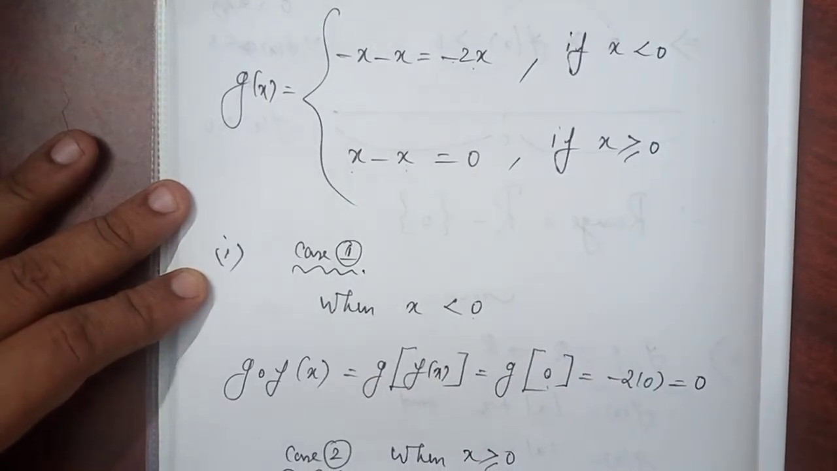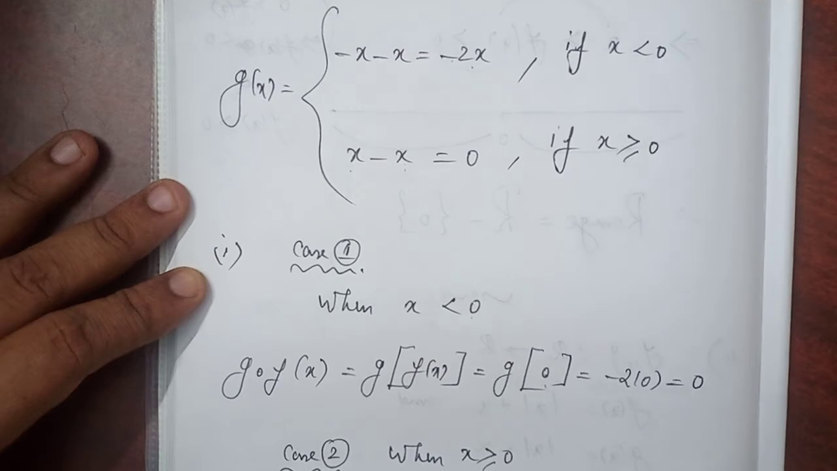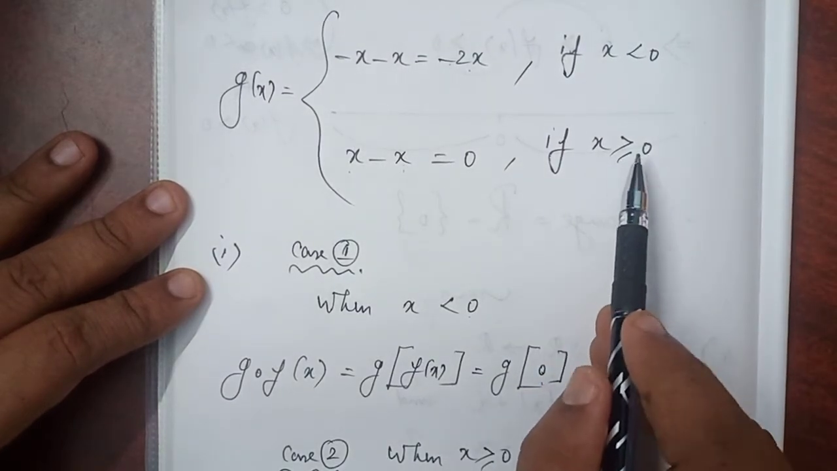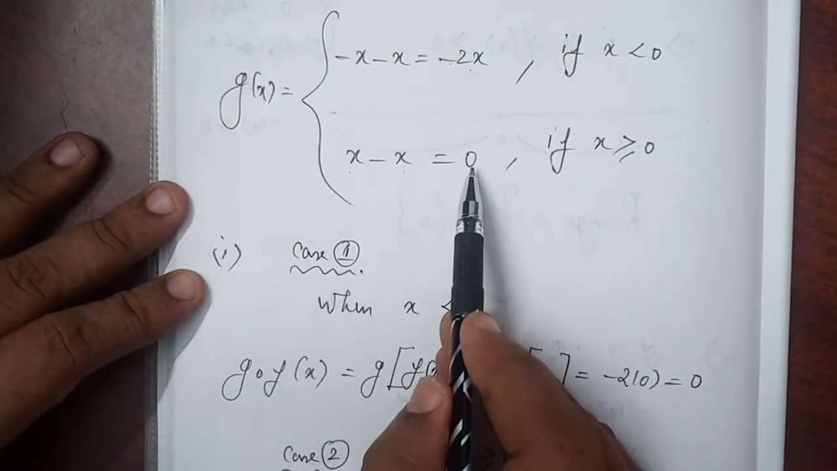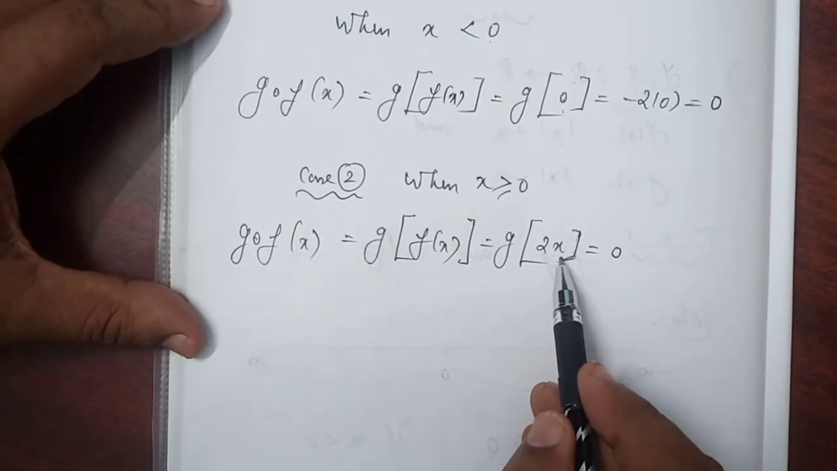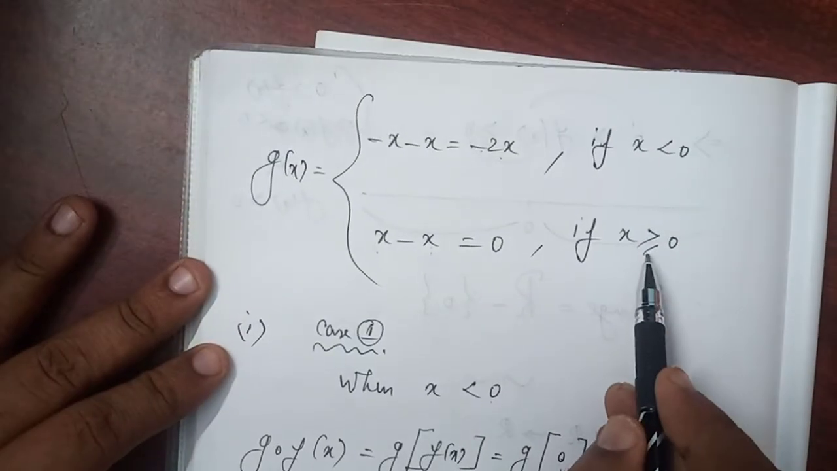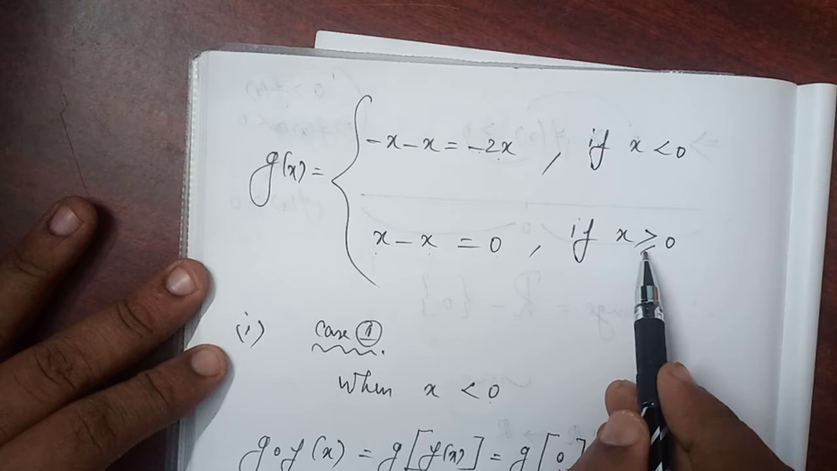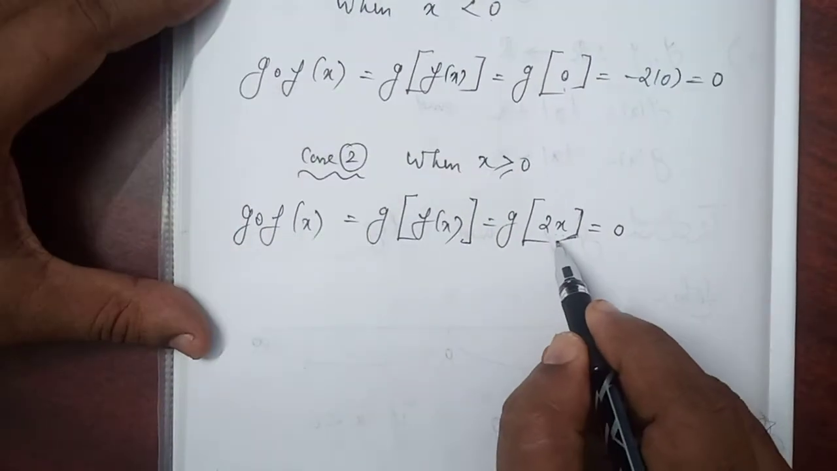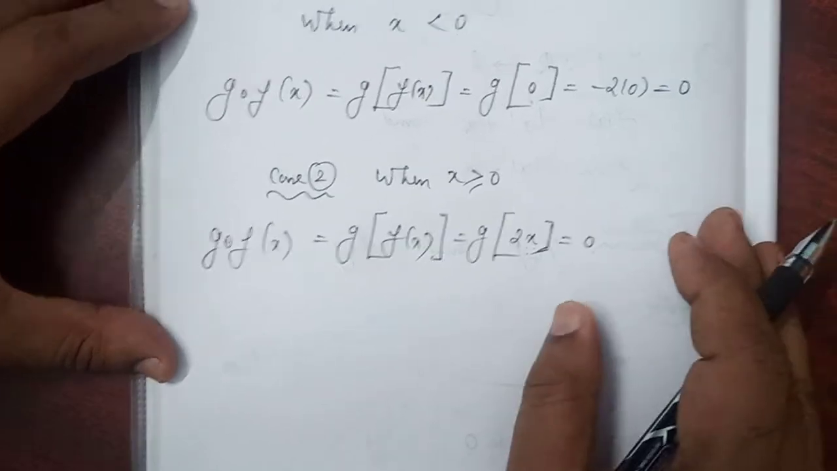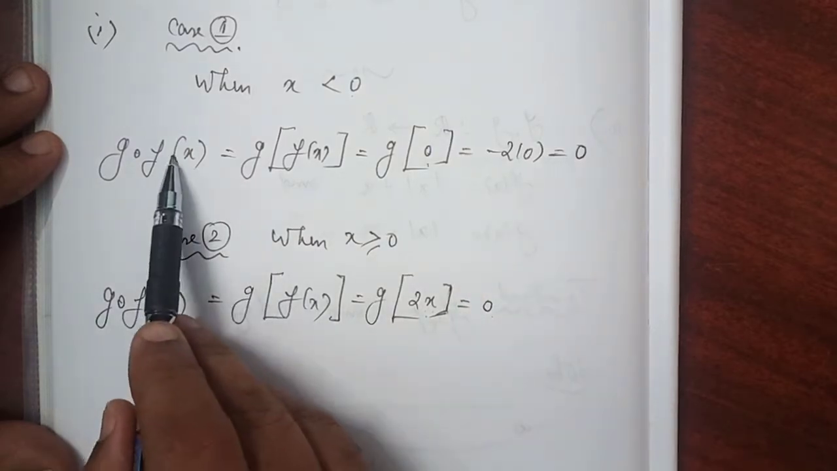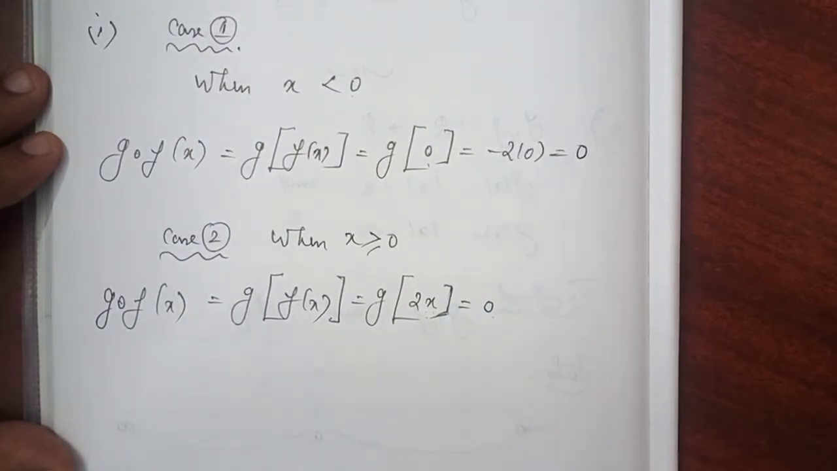So here 2x also gives 0. For example, I consider 5. X greater than or equal to 0, 5 will be there. G of 5 is equal to 0. Suppose we replace x by 5 here, 2 fives are 10. 10 is also in this interval, correct? X greater than or equal to 0, 10 will be there. G of 10 is also 0. So even g of 2x is equal to 0. In both the cases, x less than 0 and greater than or equal to 0, g dot f of x is equal to 0.